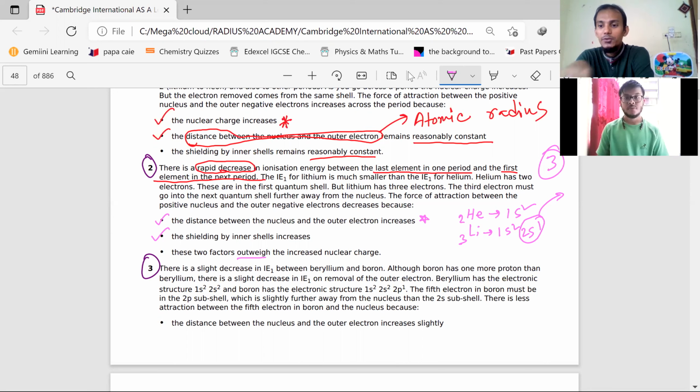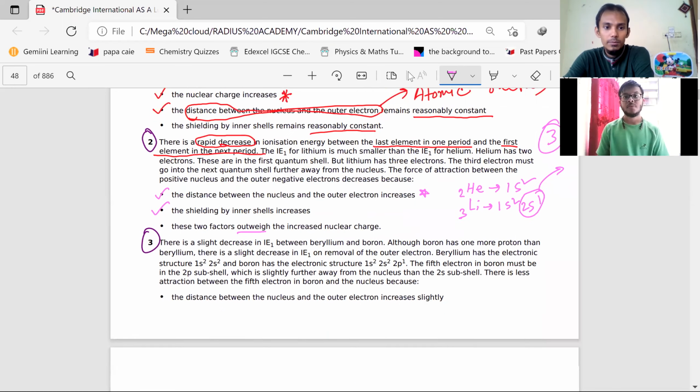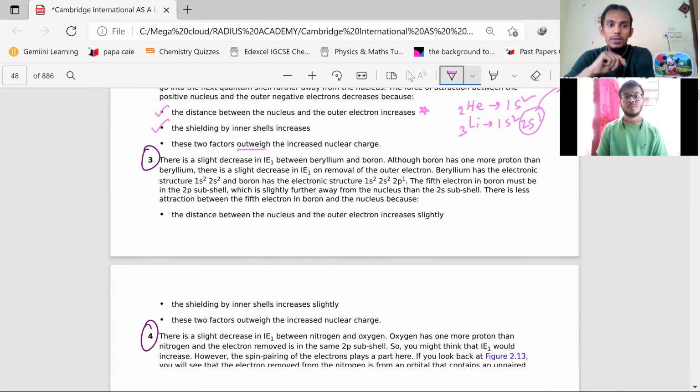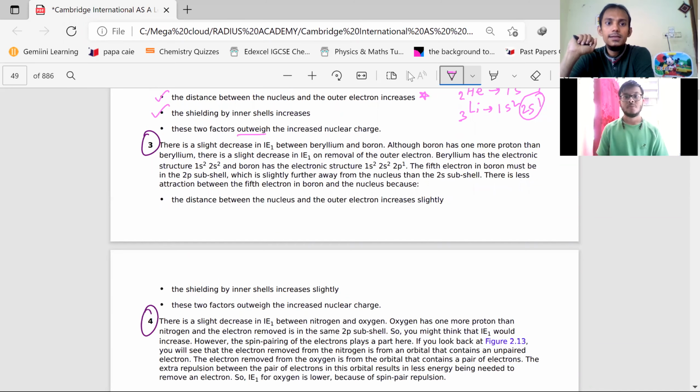Why is there a big drop between helium and lithium, or neon to sodium? Why is there a big drop? So that's how we need to answer. Number 3, there is a slight decrease. Okay, beryllium to boron.